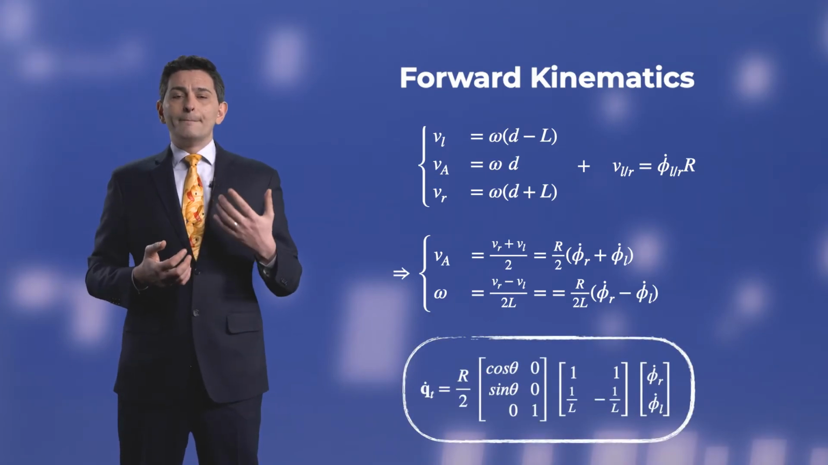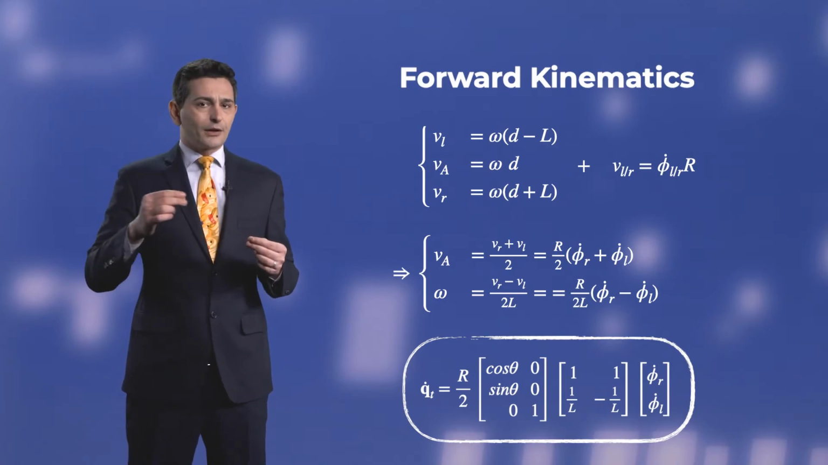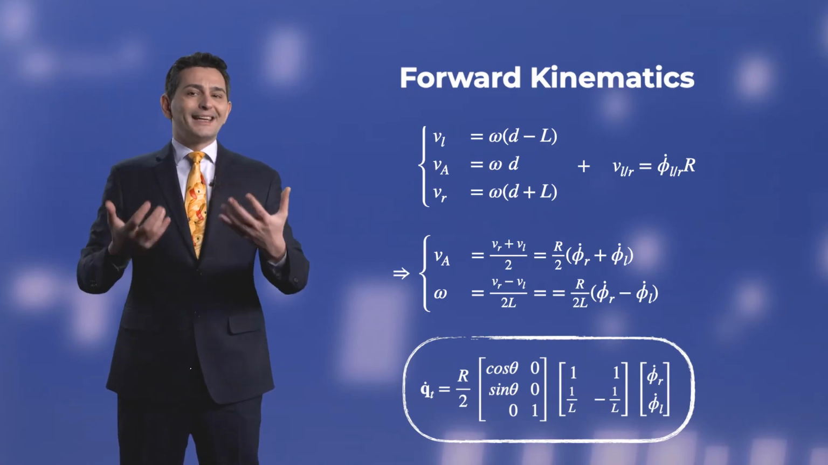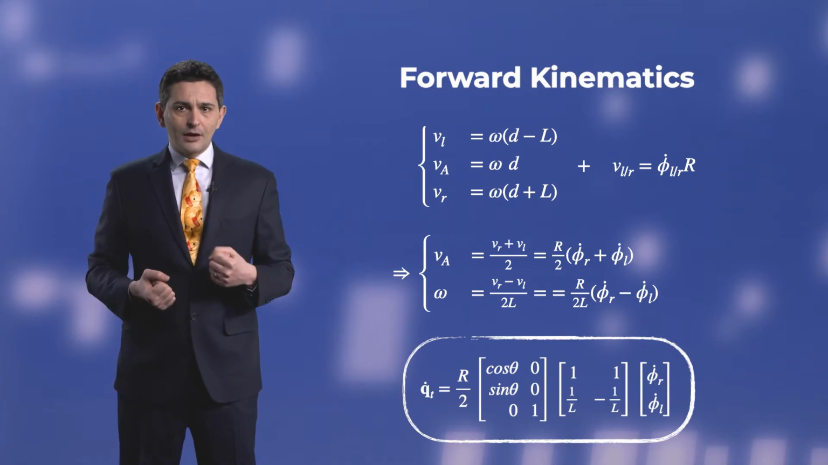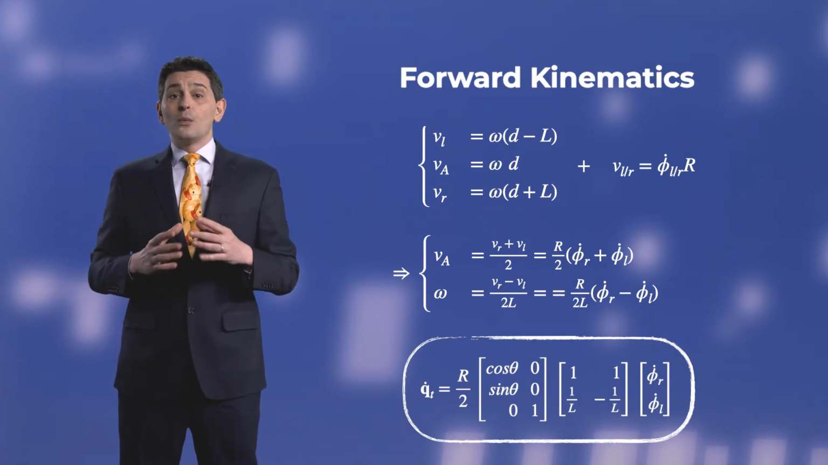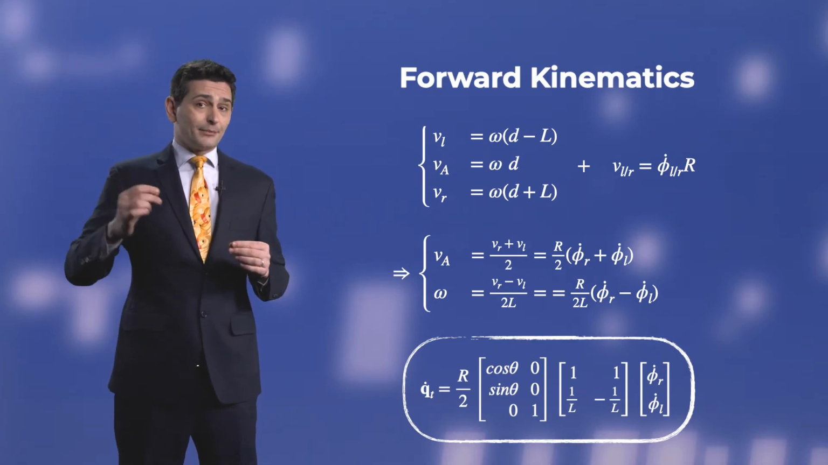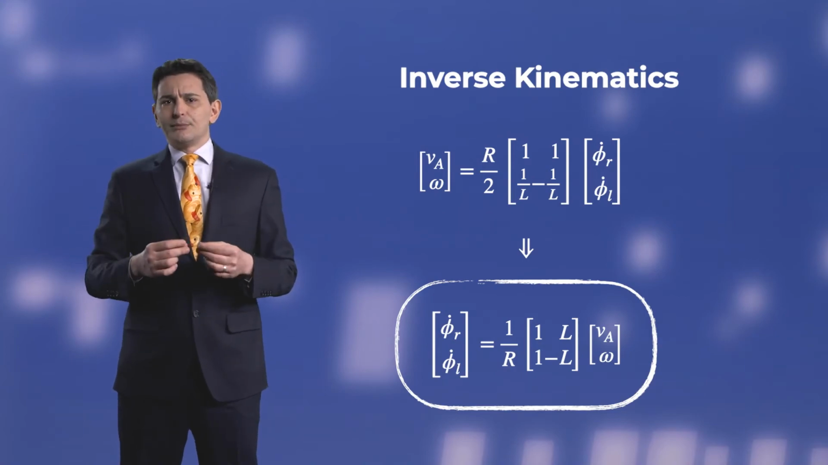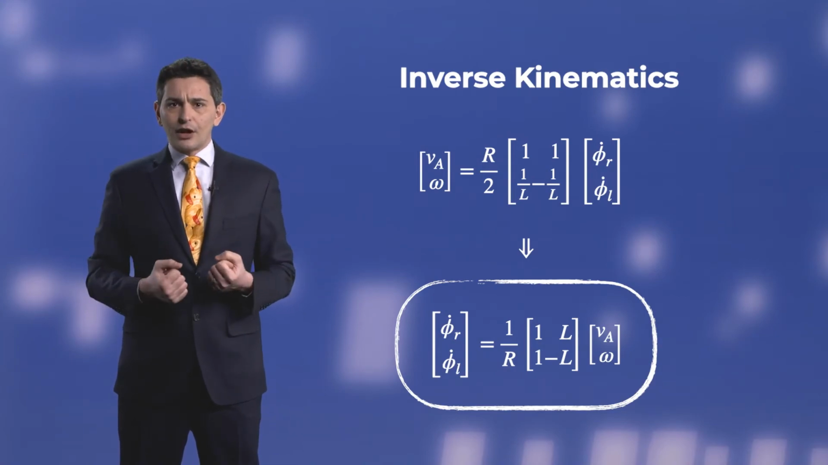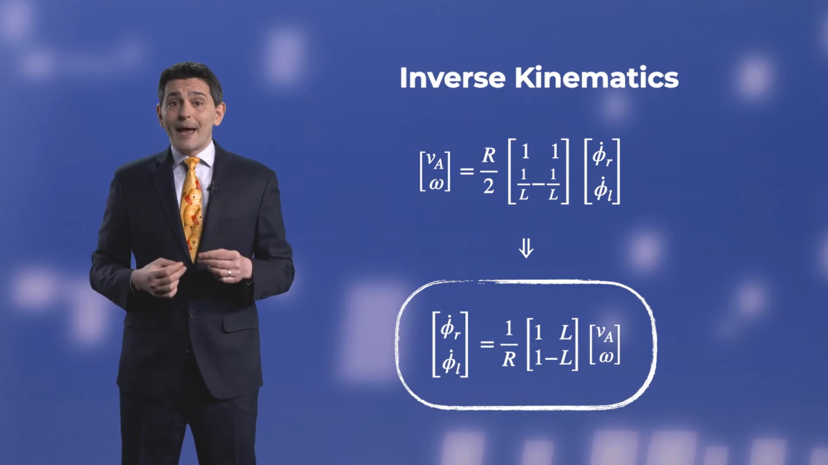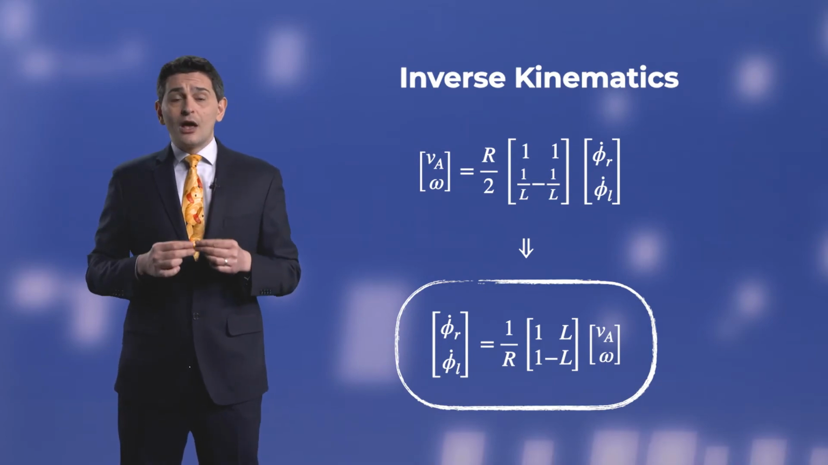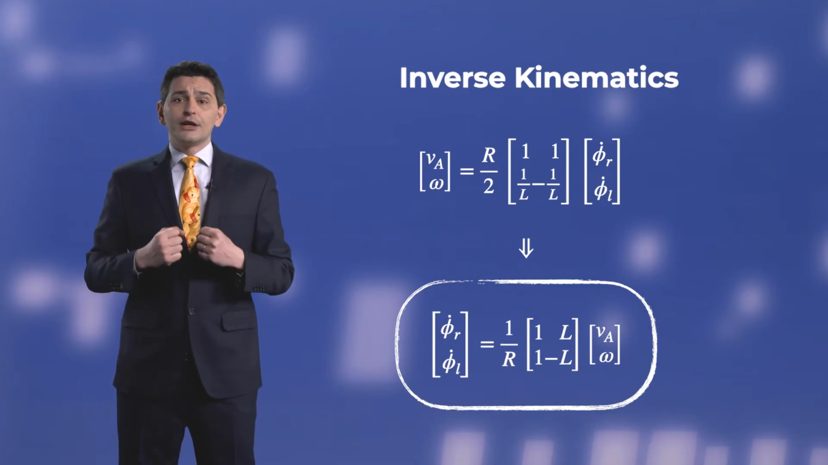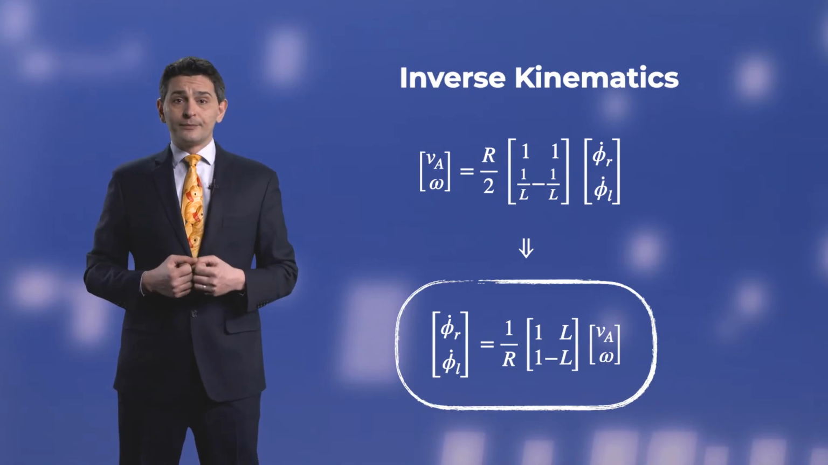We can now map the wheel commands to the pose, or the forward kinematics of a differential drive robot, which is particularly useful when determining future estimates of the state. The inverse kinematics model, obtained by inverting the relation between wheel and vehicle velocities, allows us instead to map the desired vehicle velocities to wheel commands, which is particularly useful in controlling the robot.